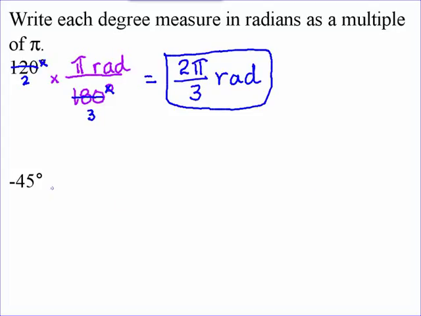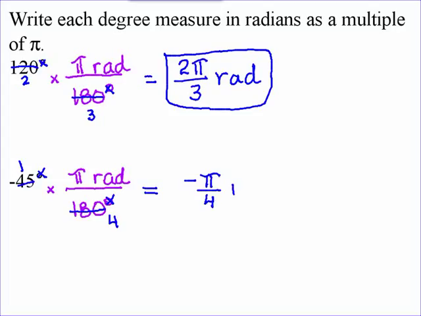Now if I look at the next one, I've got negative 45 degrees. So I need to go ahead and convert that, so I'm going to multiply that by pi radians over 180 degrees. And I'm going to notice once again that the degrees cancel. And so then I have negative 45 pi over 180, but I also know that 45 goes into both. 45 goes into 45 one time, it goes into 180 4 times. And so I end up with negative pi over 4 radians. And that is your answer. So once again, negative pi over 4 is equivalent to negative 45 degrees.